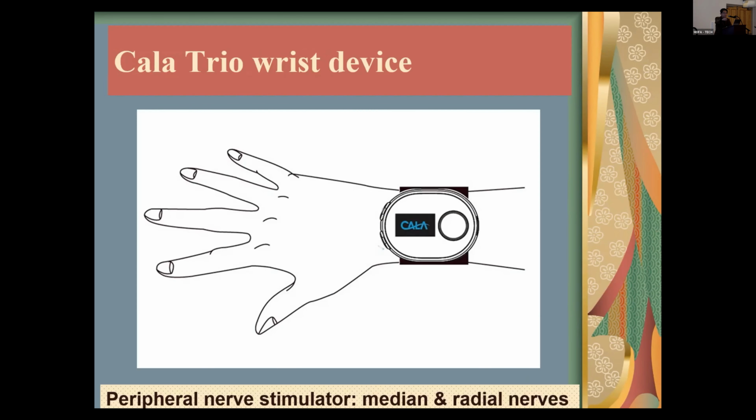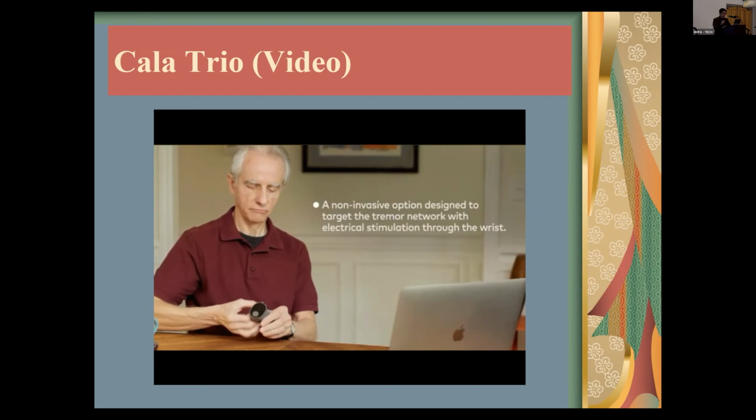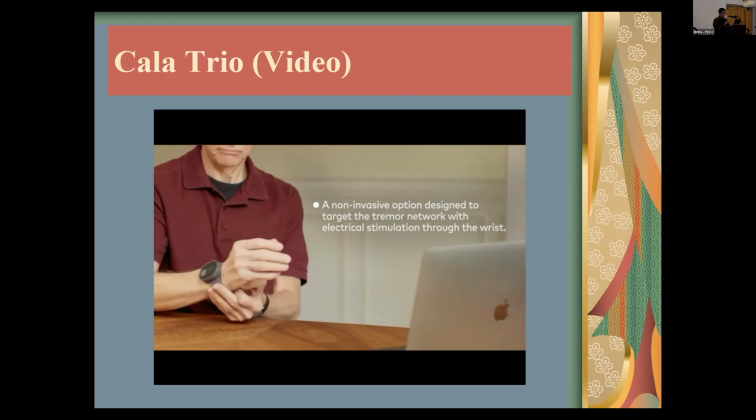And then I'm going to encourage you to check out the tables. One of the tables has the Calitrio. This one is run by a battery. It's specifically designed to target the tremor network with peripheral nerve stimulation through the wrist.